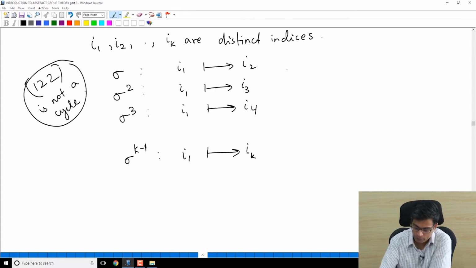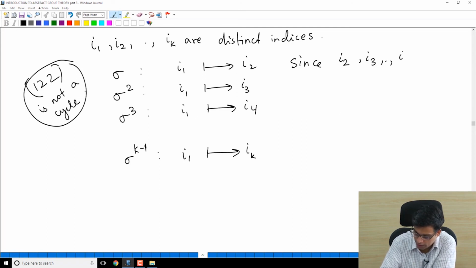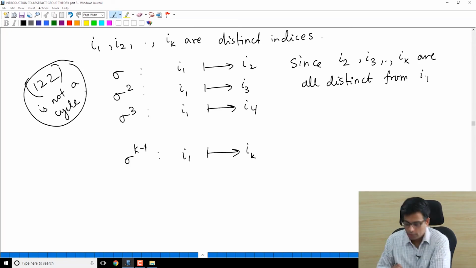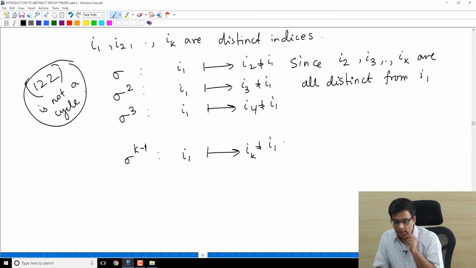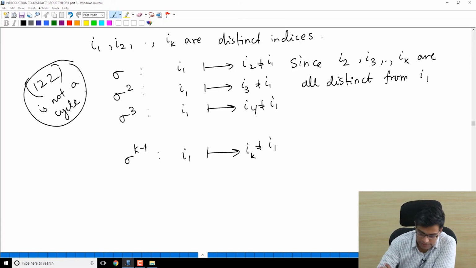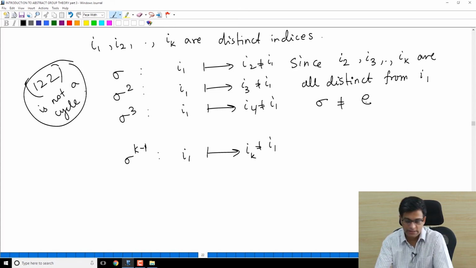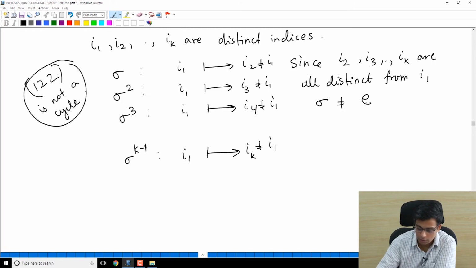So since I2, I3 up to Ik are all distinct from I1, remember that is the point of being a k cycle. This is not I1, this is not I1, this is not I1, this is not I1, right? They are all distinct because I1, I2, I3, Ik is a k cycle, and sigma can't be identity because sigma sends I1 to I2, which is different from I1. So sigma cannot be identity.